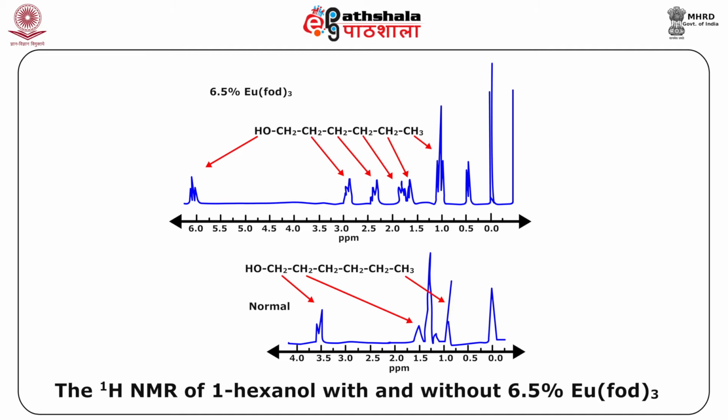You can appreciate it more by seeing these unsimplified and simplified spectra obtained by addition of the shift reagent. And this shift reagent is only 6.5%, that is, the concentration is 6.5%, and here we have used Eu(FOD)3, the europium tris-FOD, as a shift reagent.